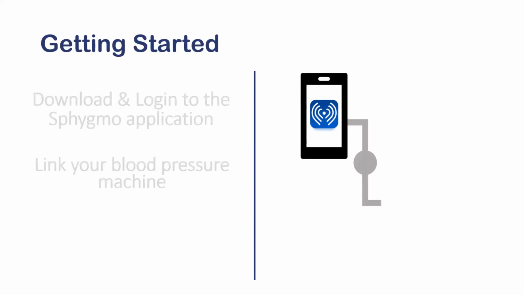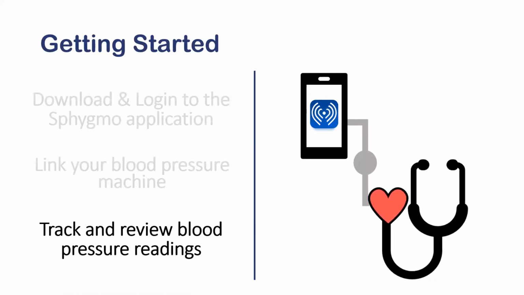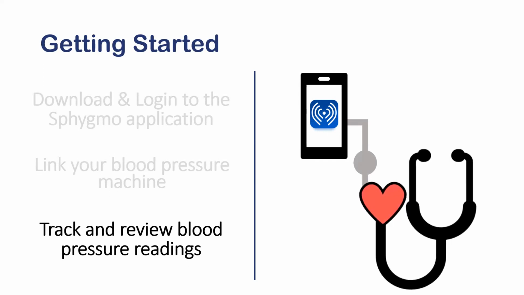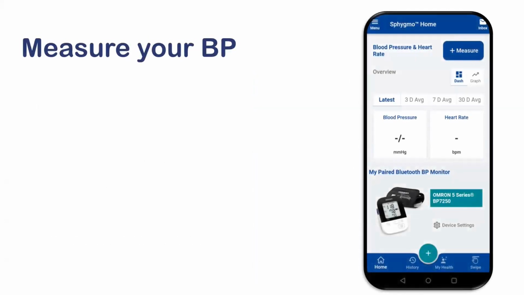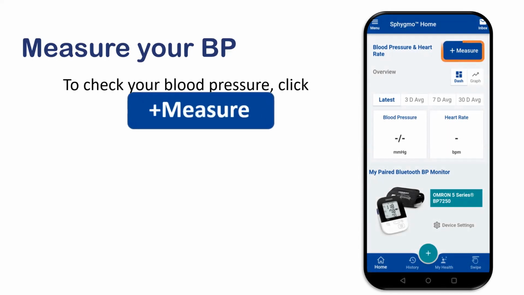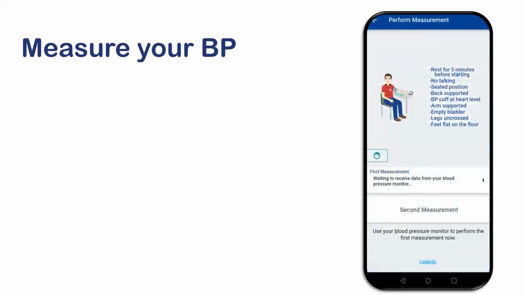Lastly, let's talk about how to use the Sphygmo app to track and review your blood pressure readings. The first thing we'll talk about is how to check your blood pressure. To check your blood pressure, click the Measure button in the top right corner of your screen, highlighted here in orange. Make sure you've been sitting for at least 5 minutes before taking your blood pressure.